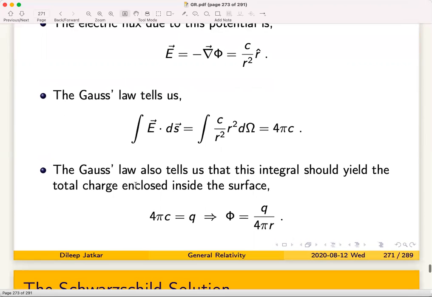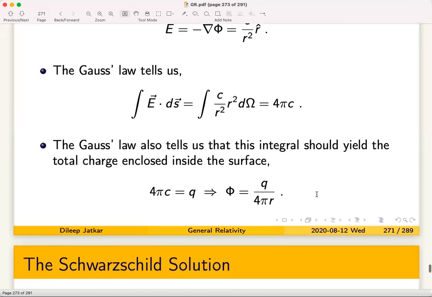On the other hand, Gauss's law would tell us that if you have the charge enclosed, then this integral would give you the total charge enclosed inside the surface. So therefore, 4 pi C should be Q, and therefore C is Q upon 4 pi, and this is our solution. So the trick here is to not worry about the point source, but use the point source to find out what the symmetry of the solution should be. Then look at the solution respecting that symmetry and compare that with the source to fix all the constants of integration that you would get. And here is the solution.